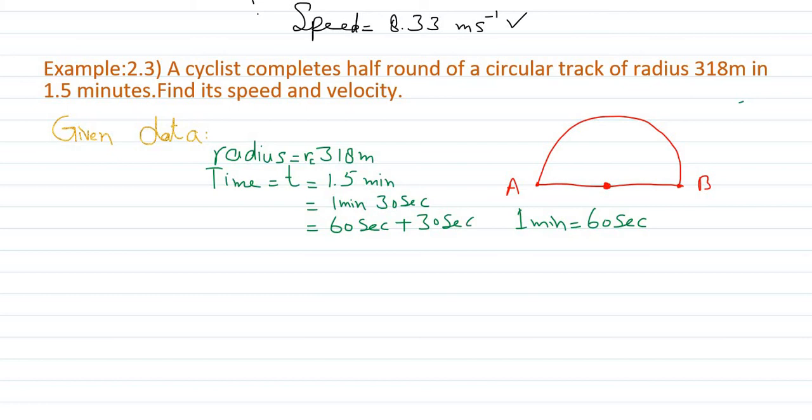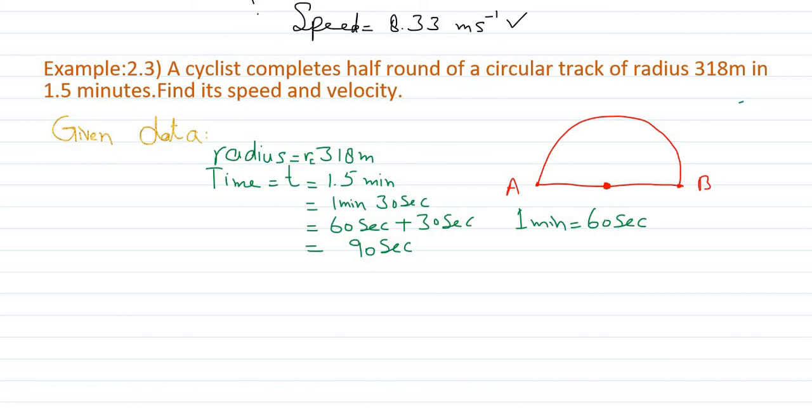We do not place a plus sign here because the minute and seconds are two different units. This is a bigger unit and this is a smaller unit, that's why we do not place a plus here. But when we convert them into the same units, second and second, then we place a plus sign here. 60 plus 30 is equal to 90 seconds.